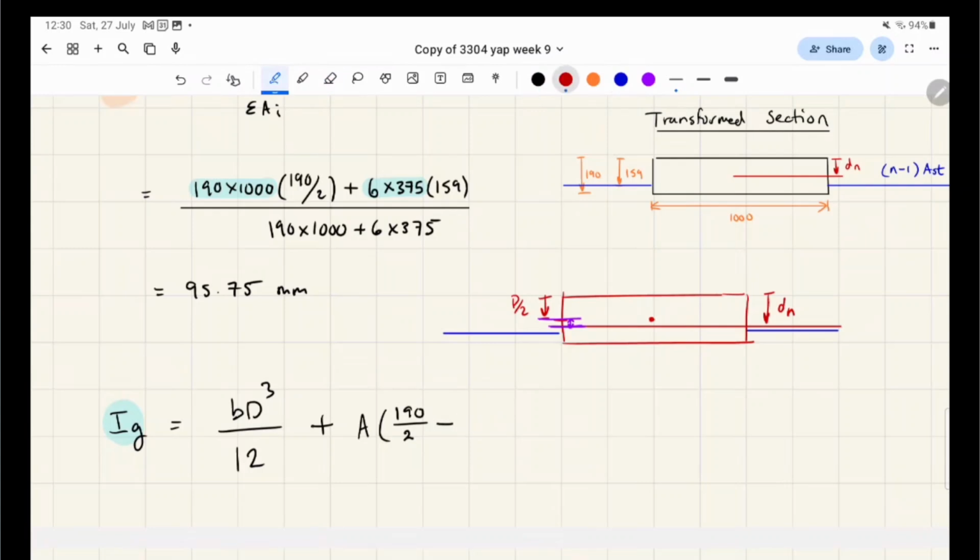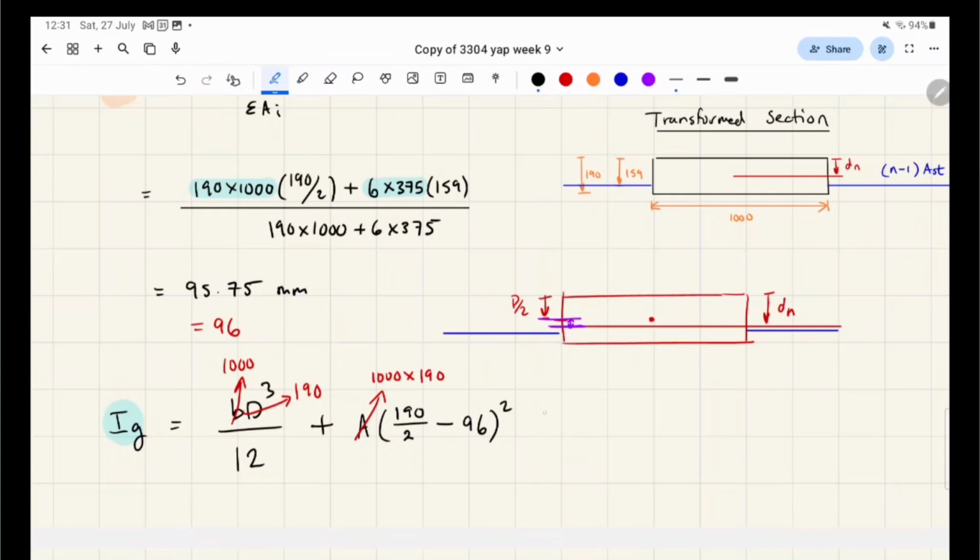Let's call this 96, just for the simplicity of the calcs, right? And we square it. So this is just the formula, A multiplied by the shift squared. Does that make sense? Hopefully that makes sense. Okay, so we can plug in the rest of the concrete rectangle like this.